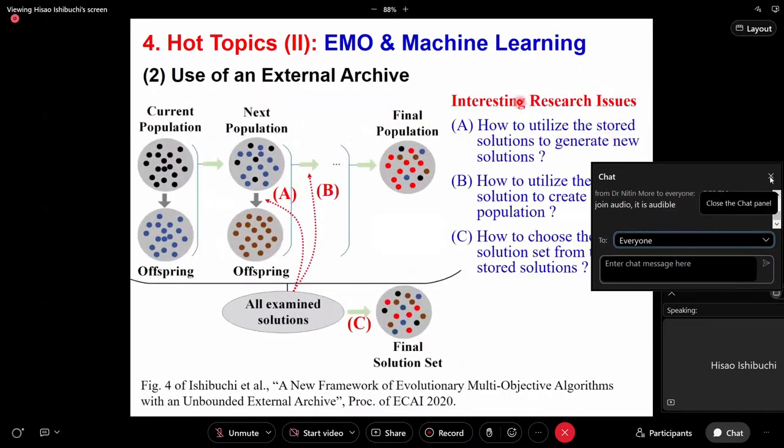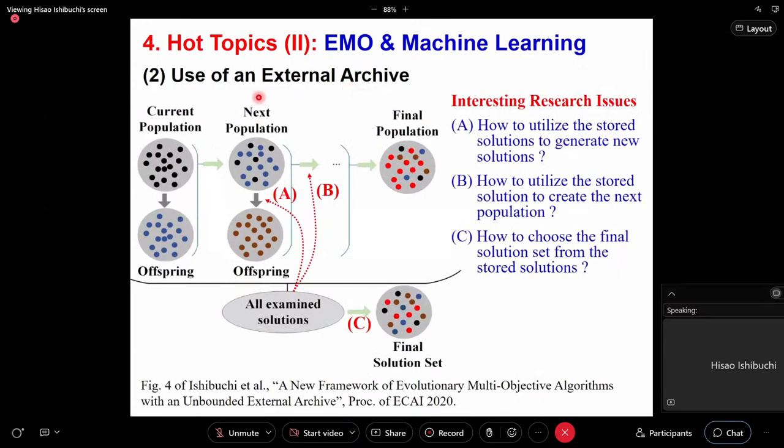Then the second direction is the same as the previous one. In the first category, we use an external archive. Here, all examined solutions are stored. The archived solutions can be used to generate good new solutions and to select the next population. Those are clearly machine learning programs that utilize stored solutions to generate new solutions and to select a good next population.